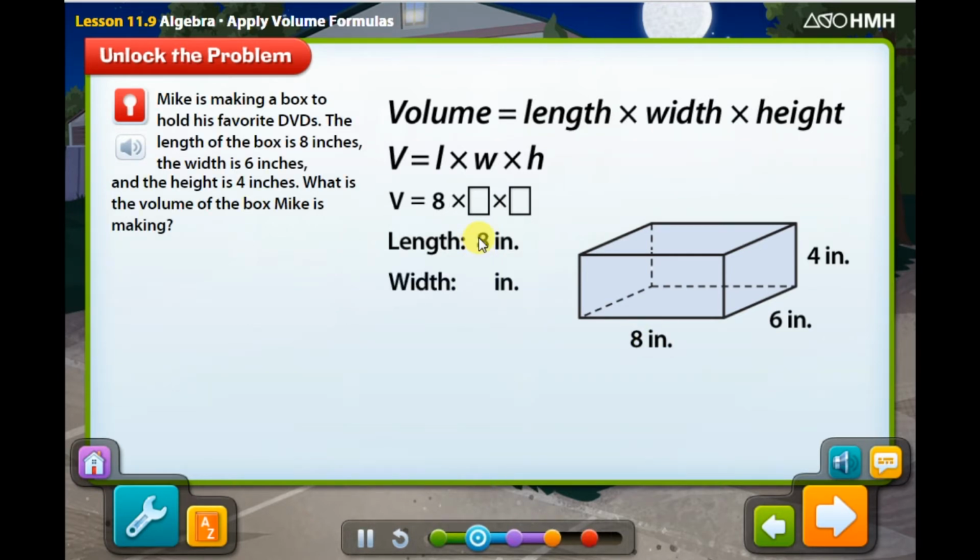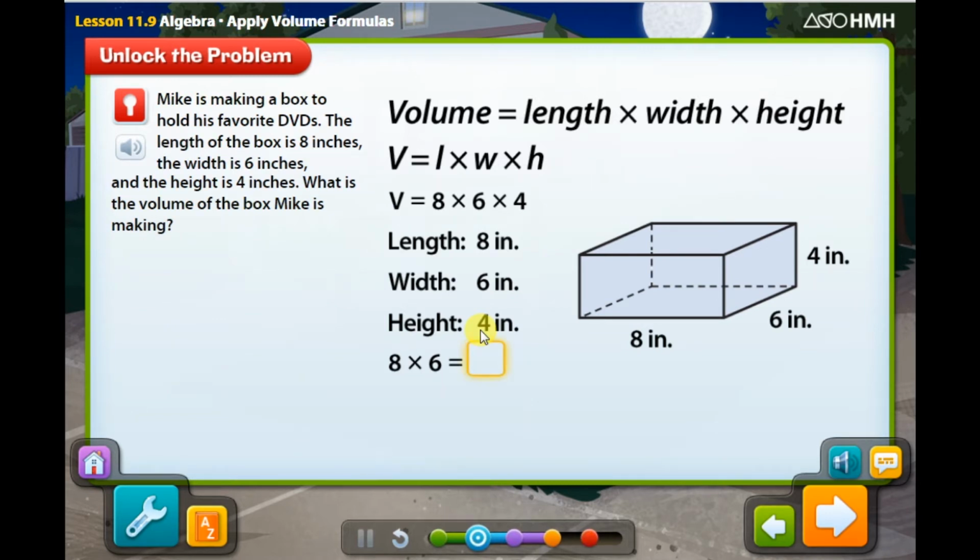What is the width? The width is 6, so you can substitute it with 6. The width is 6 inches. What is the height? The height is 4. The height is 4 inches. Now, you need to multiply the length of the base of the prism by the width of the base of the prism. What is 8 times 6?